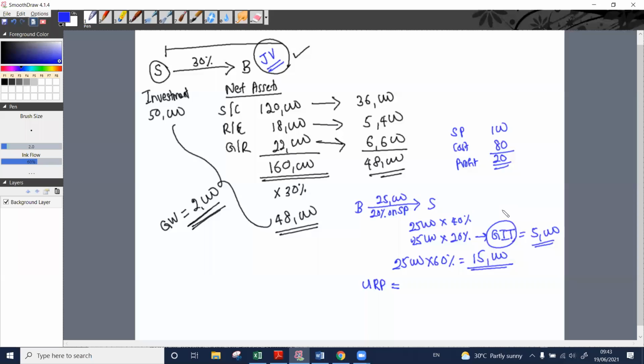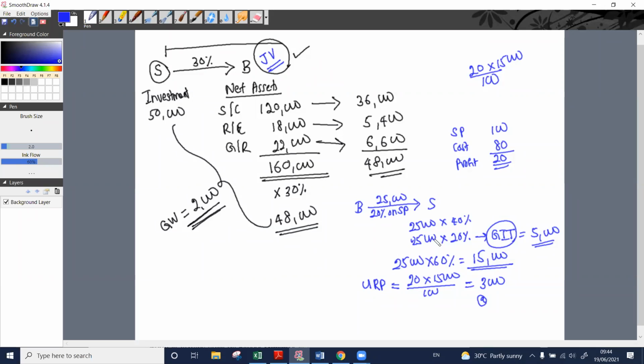Then within this 15,000, how much profit would there be? If there is a profit of 20 within 100, how much profit is there within 15,000? What should be the profit value here within this 15,000? 15,000 into 20%. 3,000, right? 3,000. Yes, 3,000. So here we need to consider the parents' percentage, right? 3,000 at which percent?